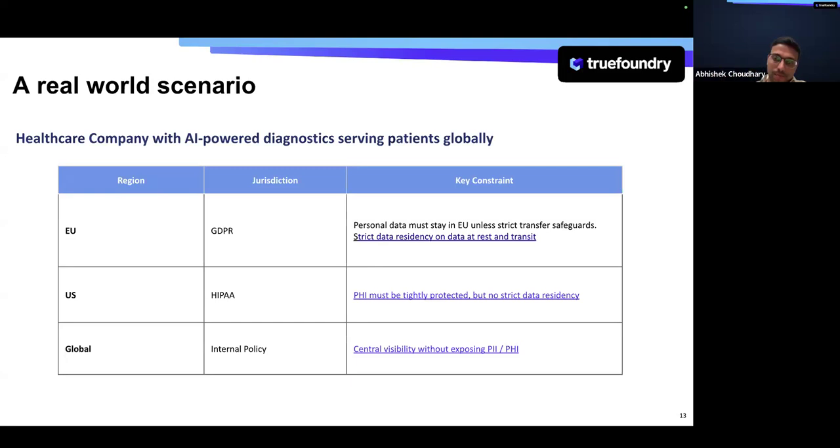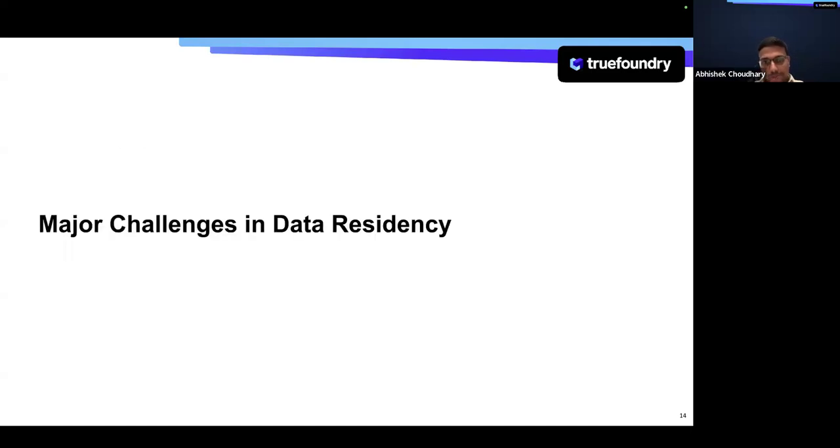For the US, your PHI must be tightly protected, which means that in some cases you might not even want to send that PHI data to your models. So you have to put a guardrail specifically for the US customers and maybe not for European customers. You also have to model your application to behave differently for different geographies. And in the global view, you can expose the data in a central place, but it should not have PII or PHI. That is another aspect that will come into the picture.